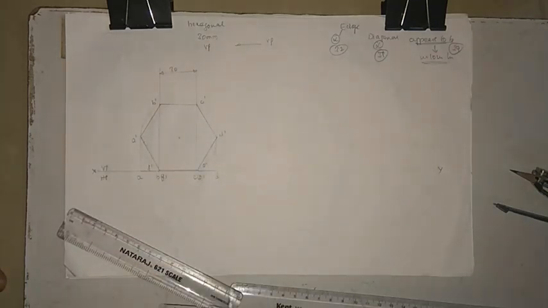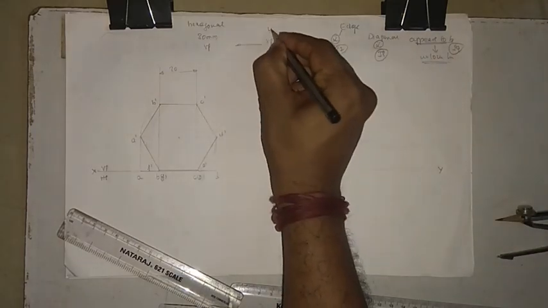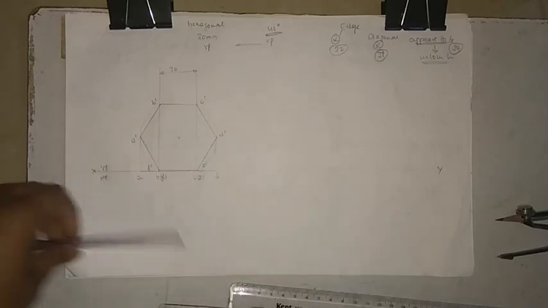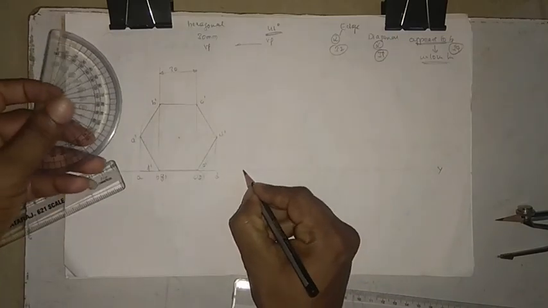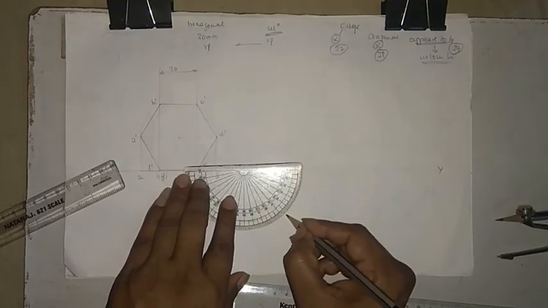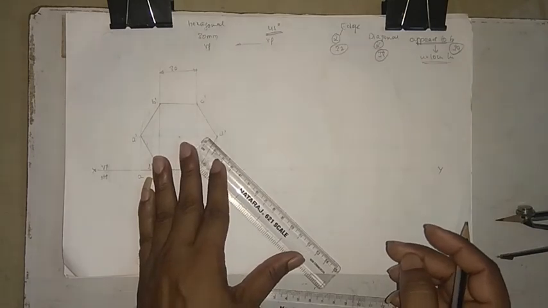Okay, so now the lamina is inclined at an angle of 45 degree to the VP. So this is 45 degree to it. To it means it's the VP. Okay, so you can take any line here. So now just take a 45 degree, just drop a line.